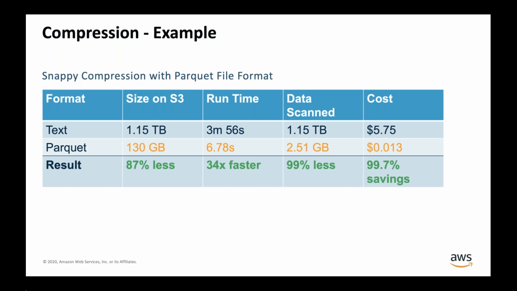It'll scan through in about 7 seconds. That's 34 times faster, and the amount of data scanned is going to be much, much less: 2.5 gigs as opposed to 1.15 terabytes. It costs a penny, right? So you're scanning 99% less data, and you're saving 99% more money. It's 34 times faster, and the file size on disk is almost 90% less. This is kind of a no-brainer.